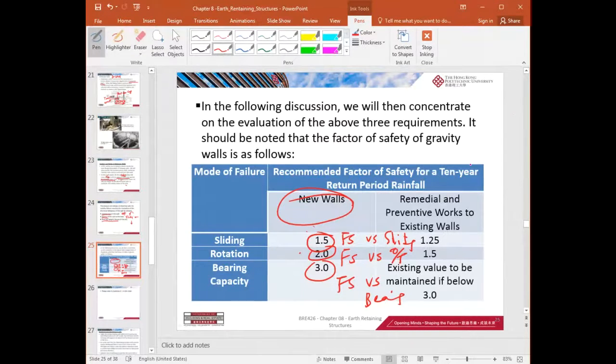We are talking about 1 to 10 years, right, of return period for the rainfall, right? It's good enough, right, to incorporate these factors, recommended safety factors, right, into our retaining wall design as recommended by the code. Right?